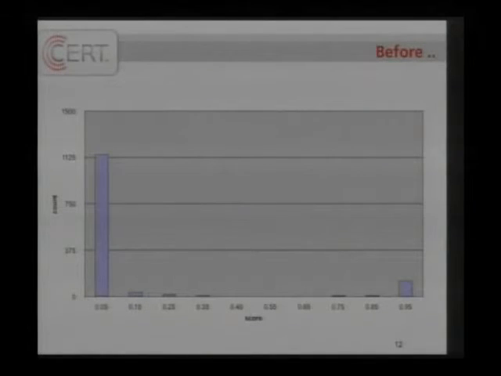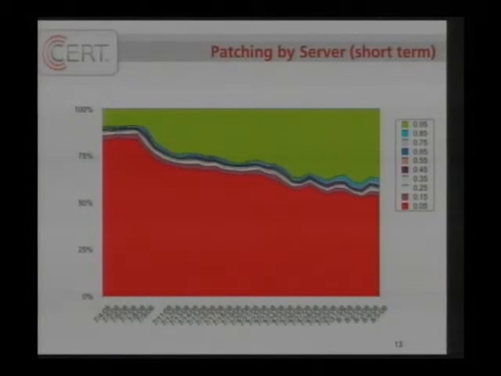And in the beginning, you can see the score on the x-axis. So 1 is almost perfect, is patched, and 0 is unpatched. You can see in the beginning, almost everybody's unpatched. These are the DJB servers on the right-hand side. So over time, we could observe how this got patched.